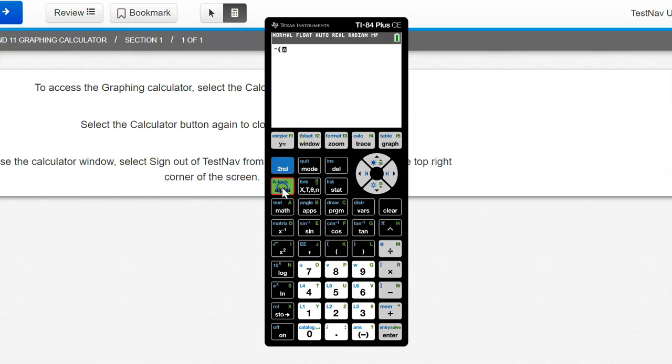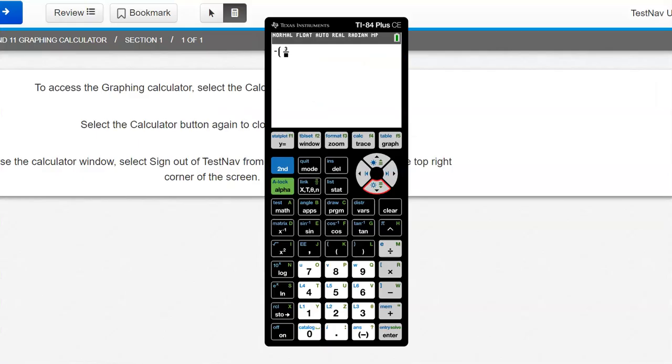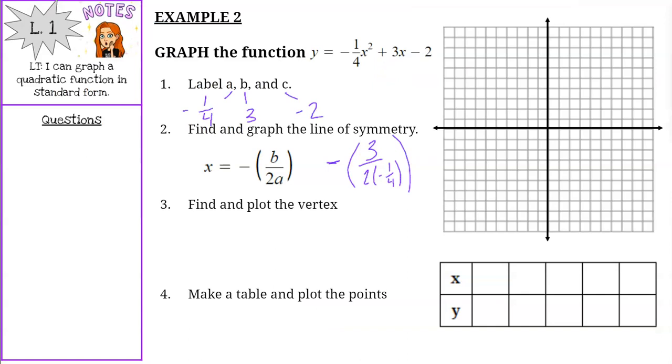So to get a fraction, we hit alpha y equals, enter. I'm going to put 3 on the top, and then on the bottom, we had 2 times negative 1/4. So 2 times, and then negative, I need another fraction, so alpha y equals, enter, 1 over 4. Close that parenthesis, and then I press enter, and I get my answer of 6. So please use your calculator to help you. It's meant to make your life easier.